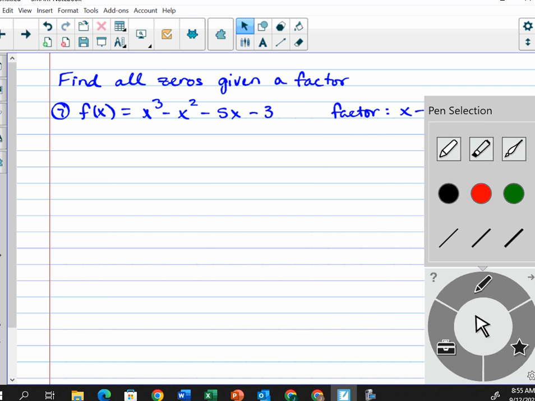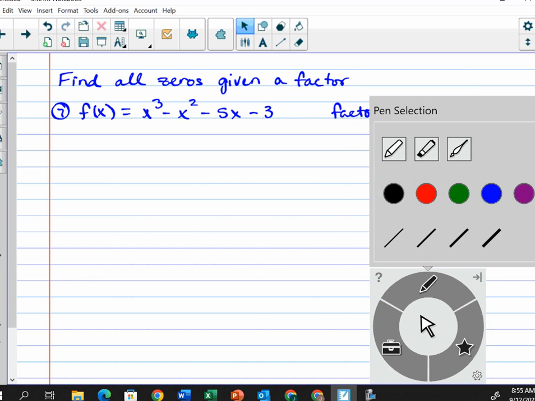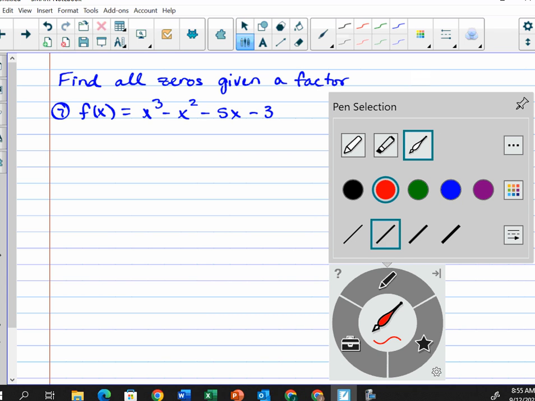Sorry guys, I don't know how to make that go away. Hopefully it will. Okay, the factor is x minus 3. It's hiding behind this giant thing that will go away eventually.